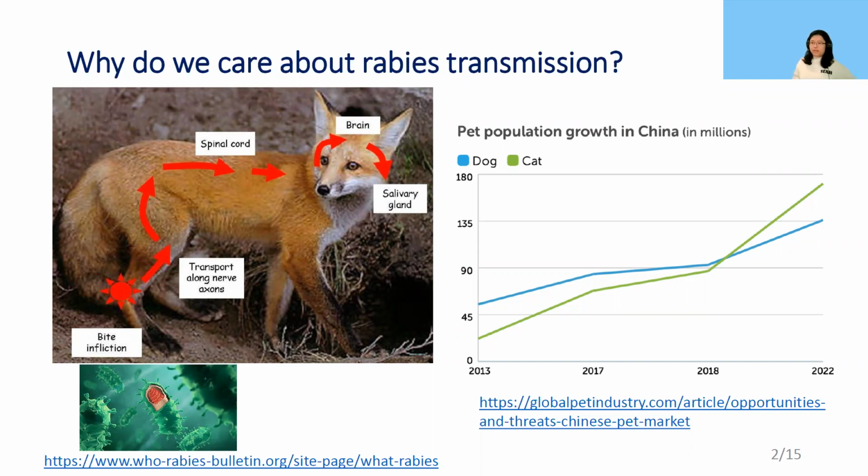And in addition, as human population keeps increasing and expanding to new geographical areas, more people live in close contact with animals, and such a close contact with animals will increase the possibility for the disease to pass between animals and people. So it's urgent to control rabies transmission.